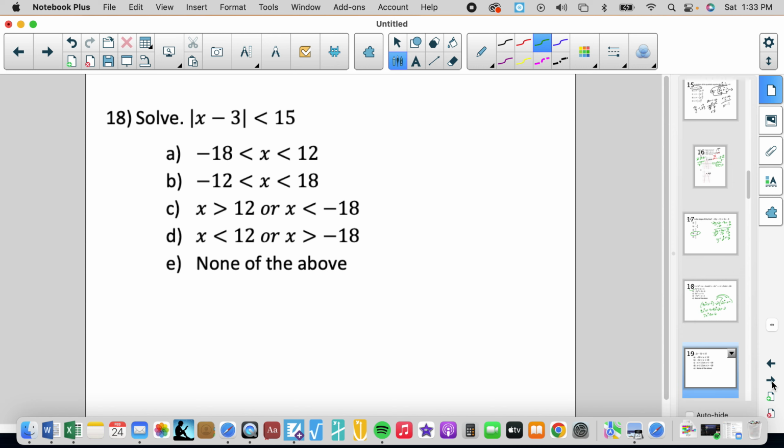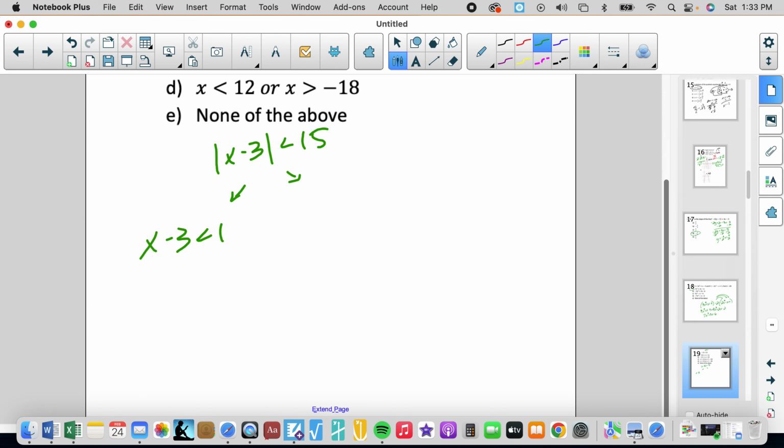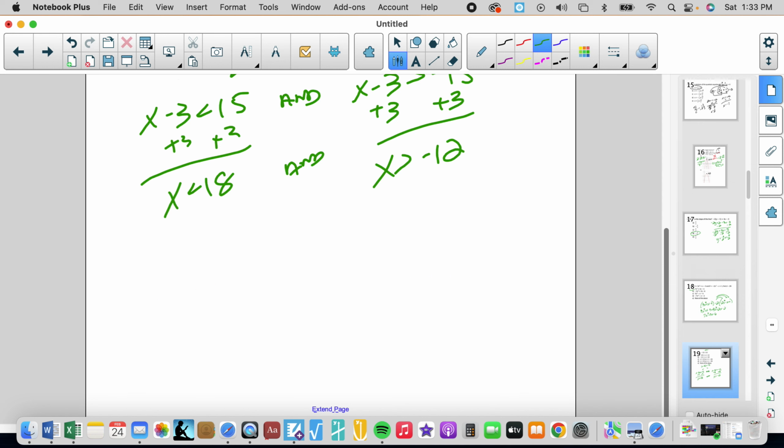Solve the absolute value. It's less than. Remember, less than is and. Greater than would be an or. So we're going to separate it. We're going to remember we separate each of these into two statements. And we'll get x minus 3 is less than 15 and x minus 3 is greater than negative 15. Let's solve it. Add 3, x is less than 18 and add 3, x is greater than negative 12. What does that look like? Negative 12, 0, 18.